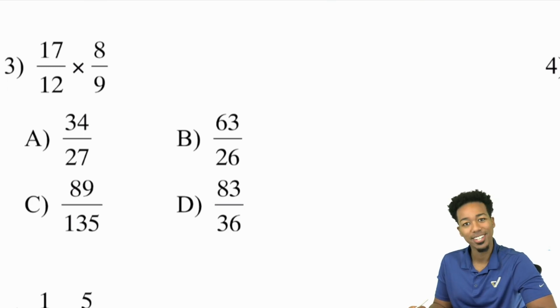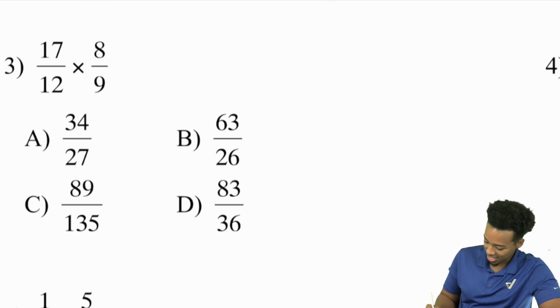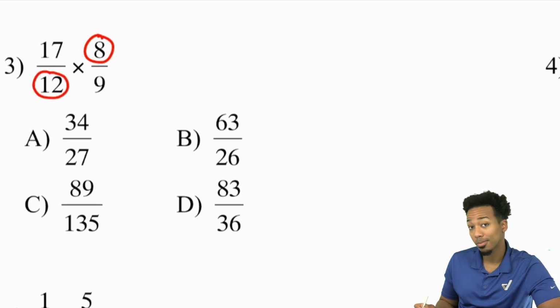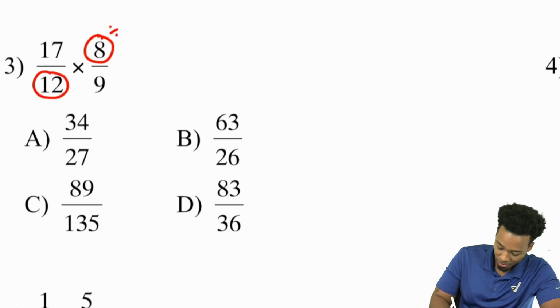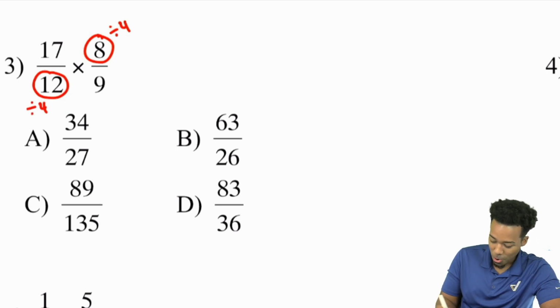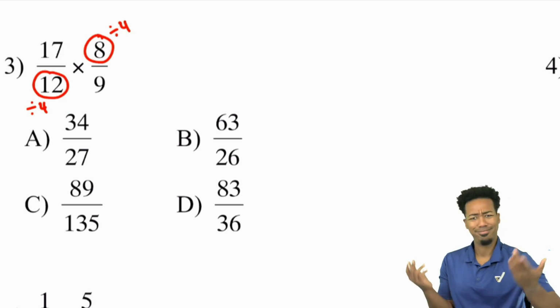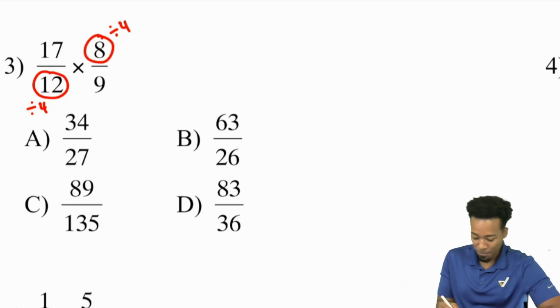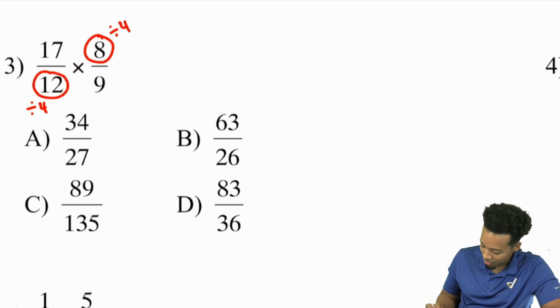We absolutely should. Because what I notice here is that, hey, 8 and 12 are both divisible by 4. So I'm going to simplify first to make my life easier. Come on, who wants to multiply 17 times 8? Who wants to do that? Nobody. So you don't have to. So if you can simplify, make your life easier.